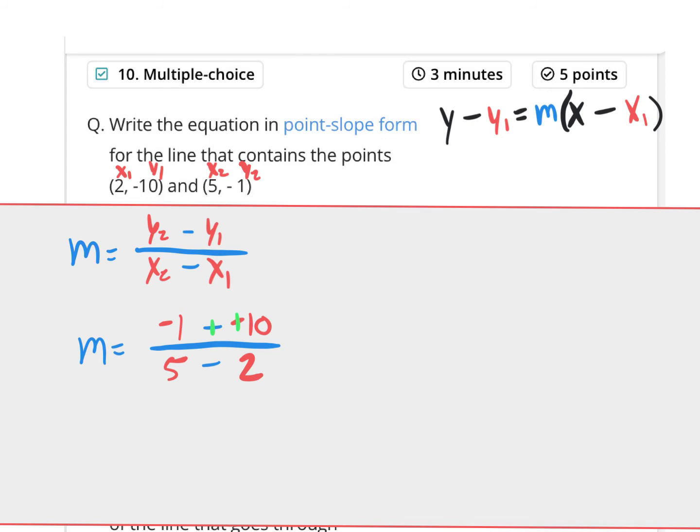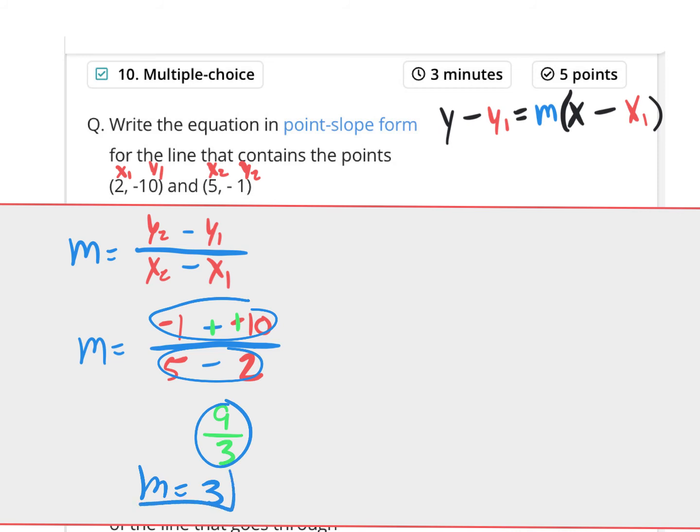So let's do the math. Negative 1 plus 10, that is 9. And 9 divided by 3 is m equals 3, right? We got a 9 up here, a 3 down here. 9 divided by 3 is m equals 3, so your slope is 3. M equals 3. All right, great.